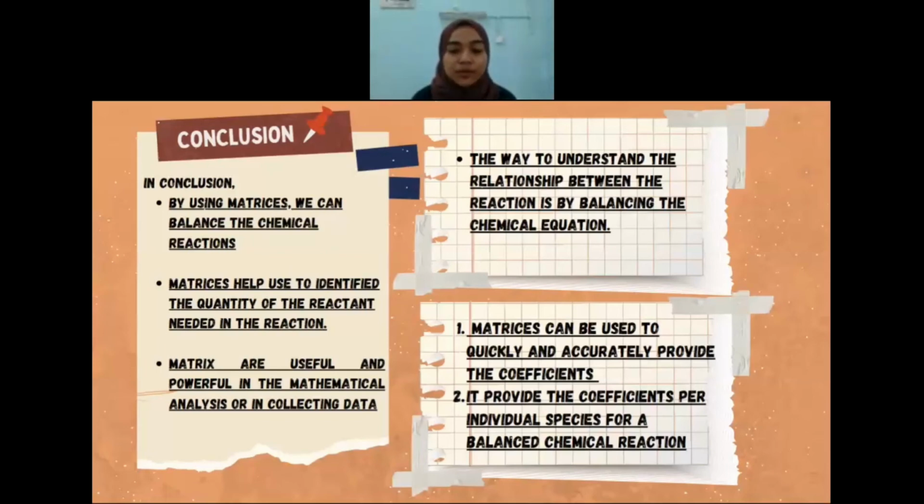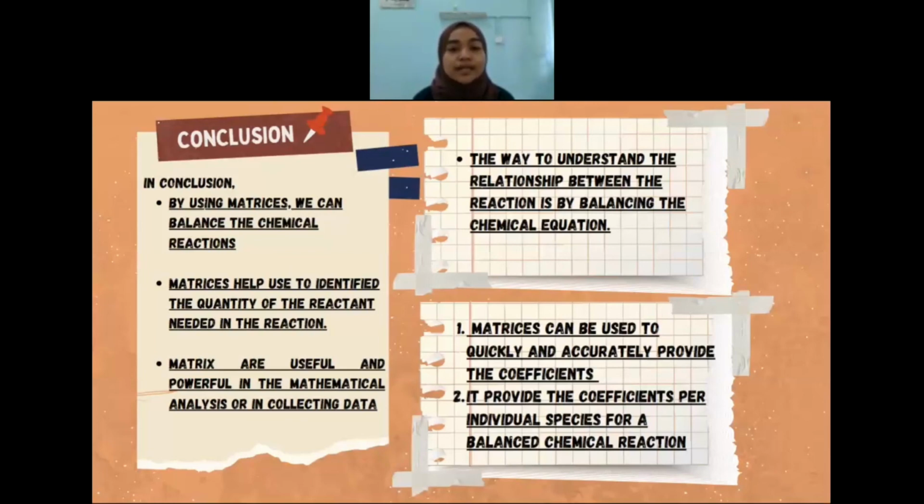Okay, so in conclusion, from this project, mathematics in chemistry, that has been explained by our presenters and the formula slide itself. Firstly, by using matrices, we can balance the chemical reaction. Balancing the chemical reaction specifies the discrete identities of a chemical reaction and aids in understanding how to prevent or increase the process. And the second one is matrices help us to identify the quantity of the reactant needed in the reaction. And matrices are also useful and powerful in mathematical analysis and in collecting data.